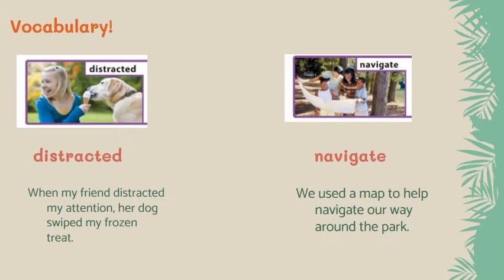Navigate. We used a map to help navigate our way around the park. So navigate, we mostly use it for a way, to move on a certain way. To navigate our way around the park is to move on or to move over or through a certain way. Okay.